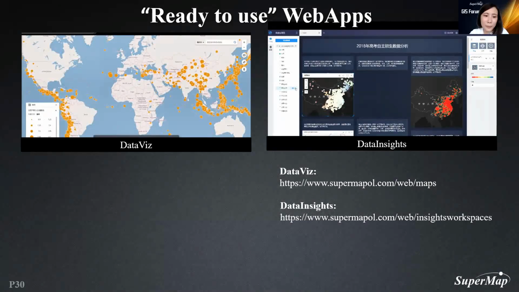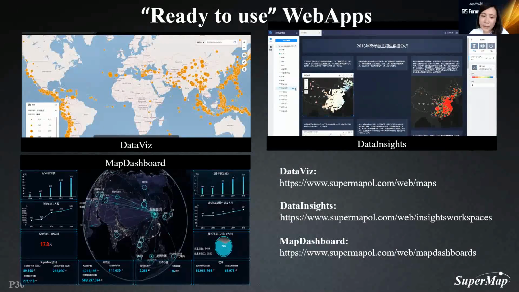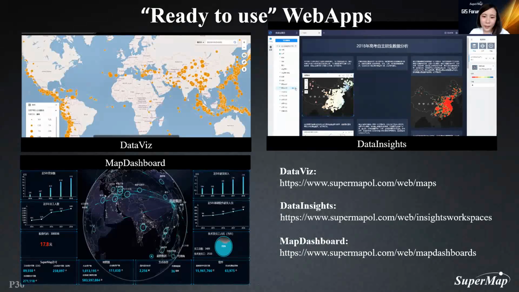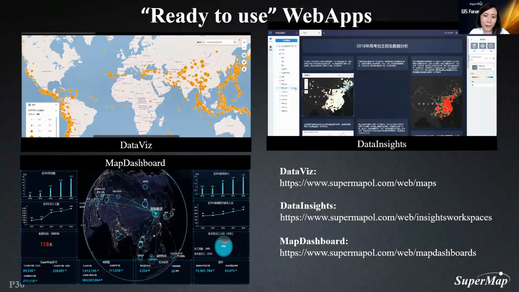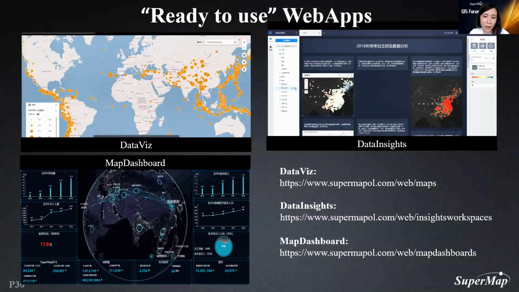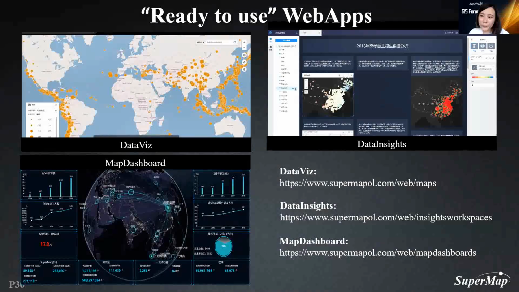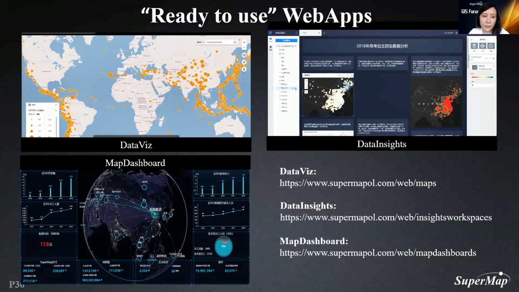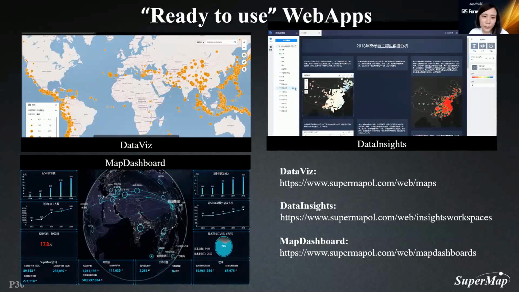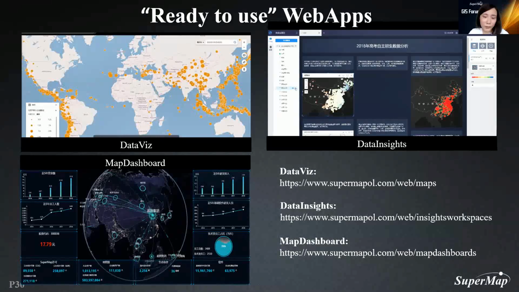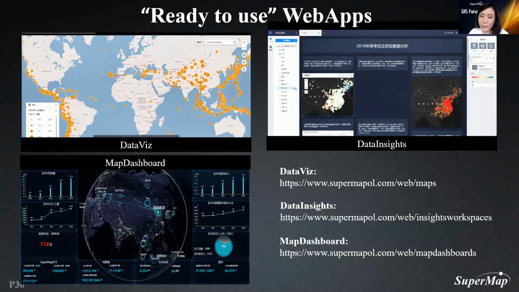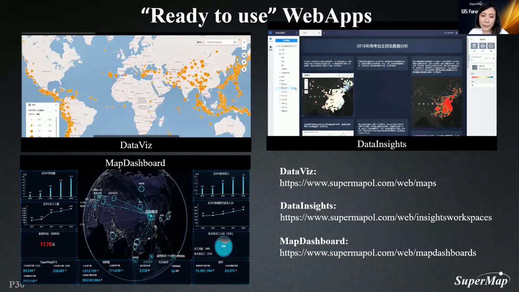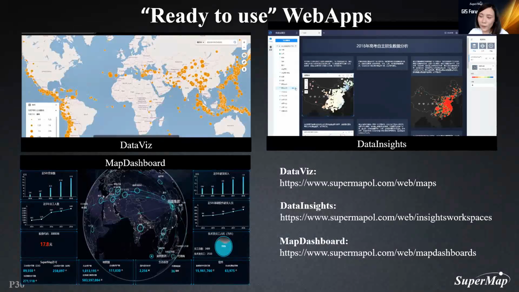And the last is Map Dashboard. Map Dashboard is a place where you can combine the map and the statistical results on large screens. And here we also give you some templates for Map Dashboard, and it's very good for data monitoring. And the result could also be adapted to many different terminals like PC or pad or mobile.